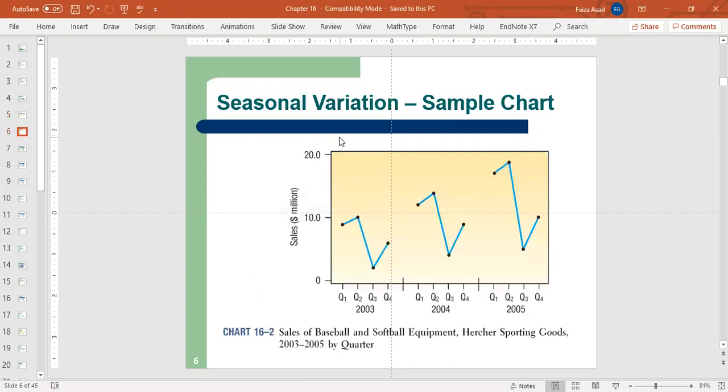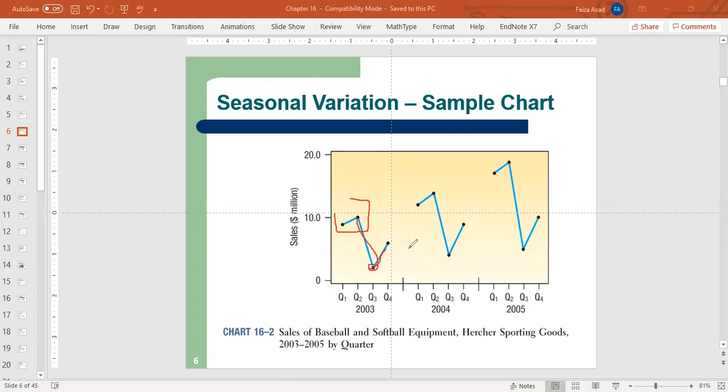So here is the seasonal variation sample chart. The sales of baseball and softball equipment, Hercher Sporting Goods, 2003 to 2005 by quarters. If you can see, in the first 2 quarters the organizations and the schools are purchasing the equipment for upcoming seasons. So in the first 2 quarters we have higher sales. Then in the third quarter it goes down to a low point, and then it moves up a little bit again.